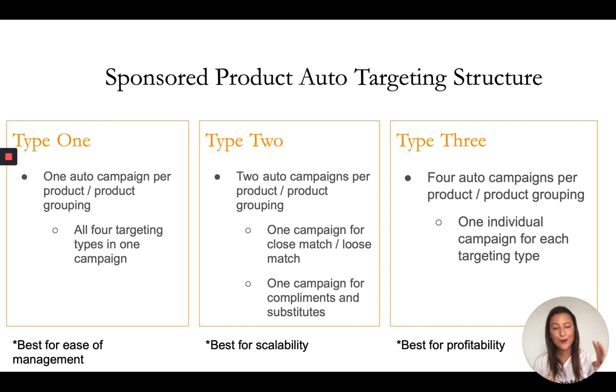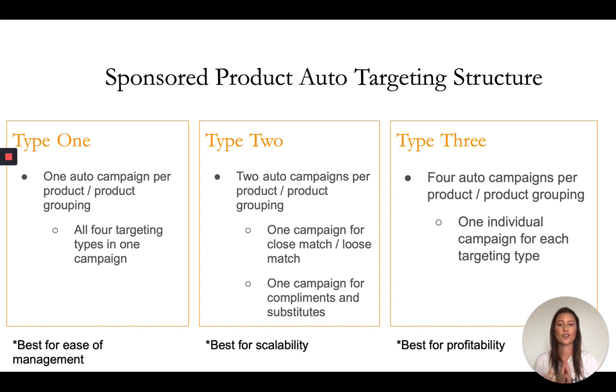Now, the third strategy that we can utilize is running 1 auto campaign per targeting type, which means 4 auto campaigns per product. So from a scalability perspective, this is going to be a lot to manage. But if your only goal is major profitability, then create 1 auto campaign per targeting type. So that way you can create a lot of control for that and then increase your budget as the targeting types start performing better. So this is kind of the next big decision you need to make.